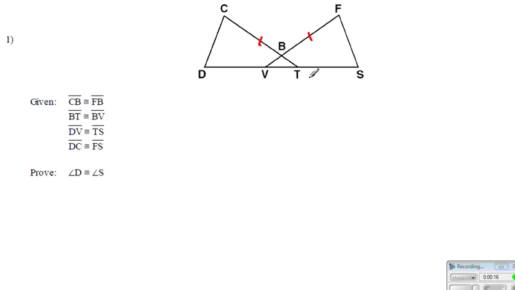Now, BT, which is the small line segment right over here, is also equal to BA, which is this small line segment. And BB is equal to the other side, TS. Now, DC is congruent to FS. Now, we want to prove that angle D has to be congruent to angle S.